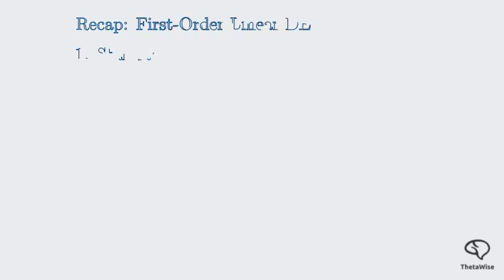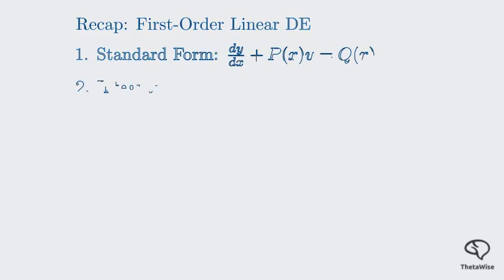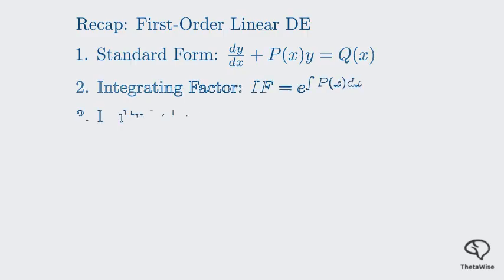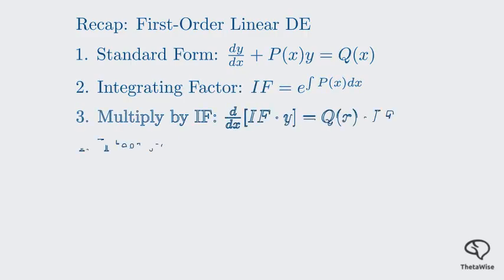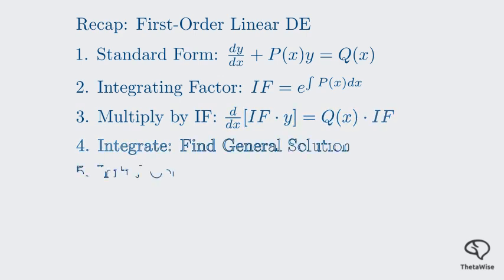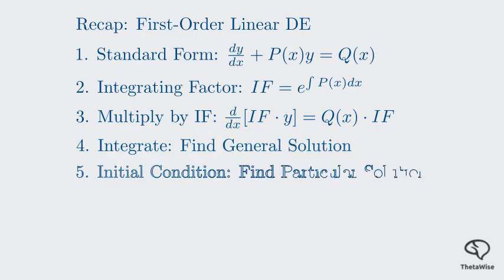Let's quickly recap our process for a first-order linear differential equation. 1. Rearrange to standard form, dy/dx plus P(x)y equals Q(x). 2. Find the integrating factor, IF equals e to the power of the integral of P(x) dx. 3. Multiply the standard form by the IF to get d/dx of (y times IF) equals Q(x) times IF. 4. Integrate both sides to find the general solution. And 5. Use the initial condition to find the particular solution.